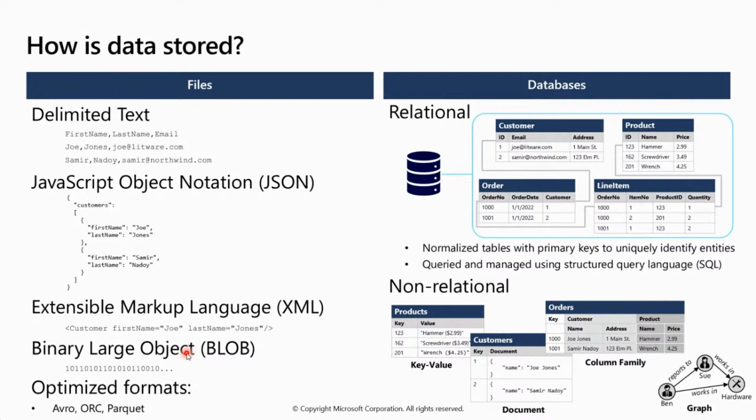Another kind of file storage is the optimized formats, called Avro, ORC and Parquet. Don't worry about all these formats, but at the end, this data is stored in the form of files. Next is the structured way of saving or defining the data.